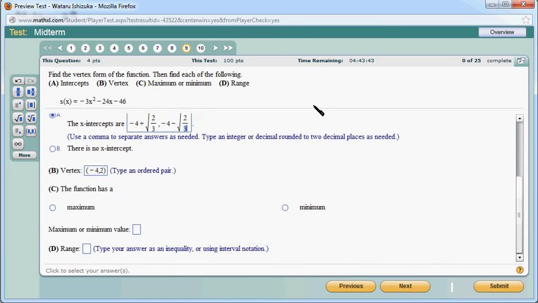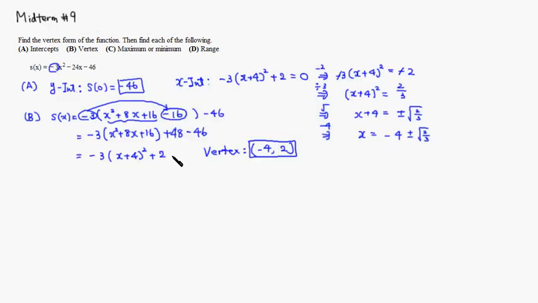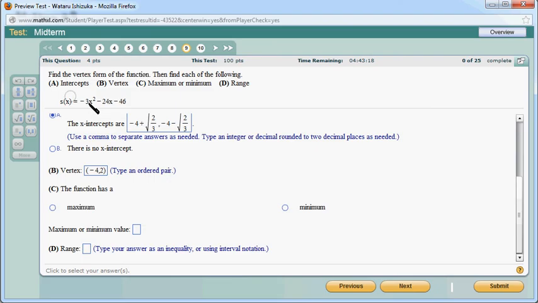Then you want to see if we have a max or min. The way to tell is that since there's a negative sign, we have a parabola facing down, and here's the vertex. So we're going to have a maximum at the vertex, which is negative 4, comma 2. So the max value is 2. It's going to be a maximum, and the value is 2.